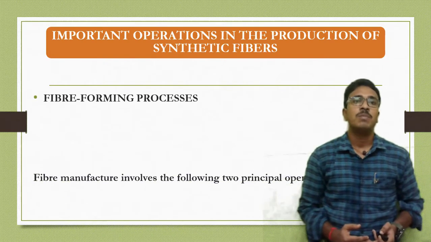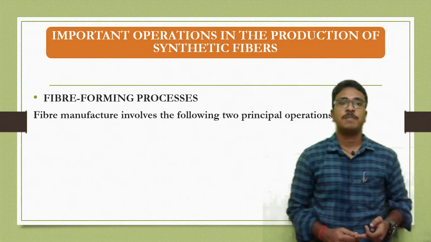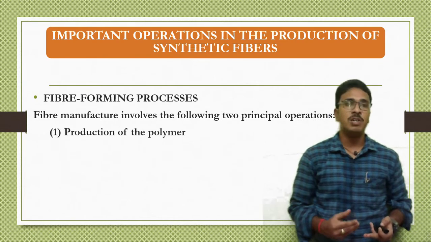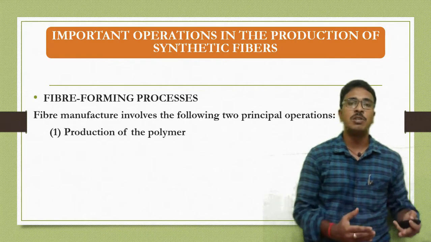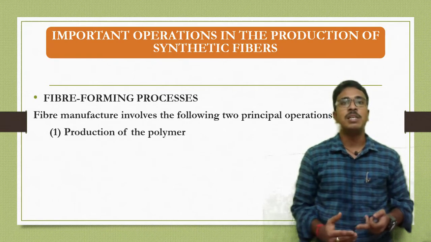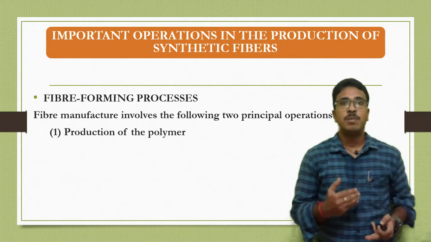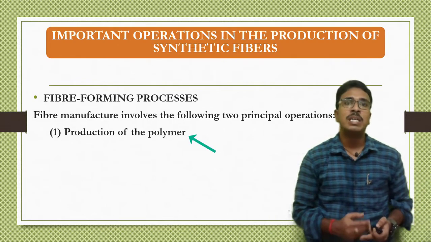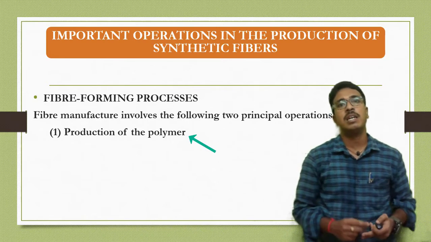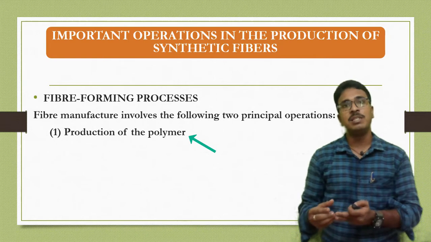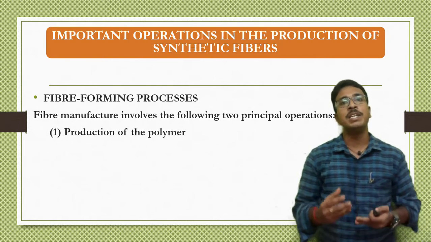Now, this fiber forming process involves two important operations. That means in order to make man-made fibers, it mainly involves two important operations. The first is production of polymer. What do you mean by a polymer? The name itself you can easily understand. Poly is nothing but many, mer is nothing but units. That means a polymer consists of many units.